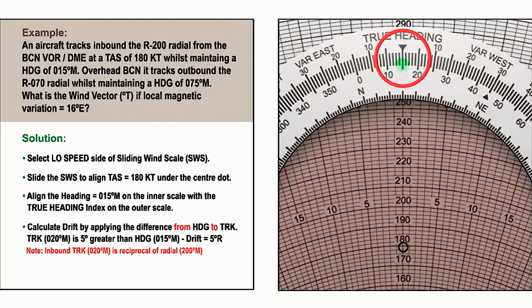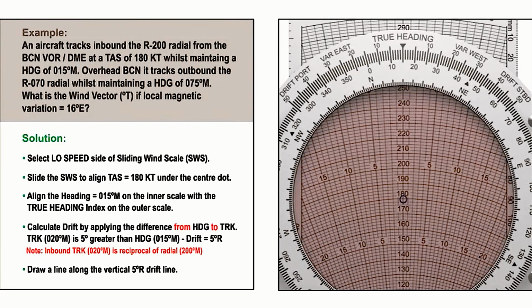We are tracking the 200 radial inbound, which means our track is the reciprocal of this, namely 020 degrees magnetic. Working, as usual, from heading to track, we can see that we have 5 degrees right drift on the inbound leg. We draw a line down the 5 degrees right drift line.